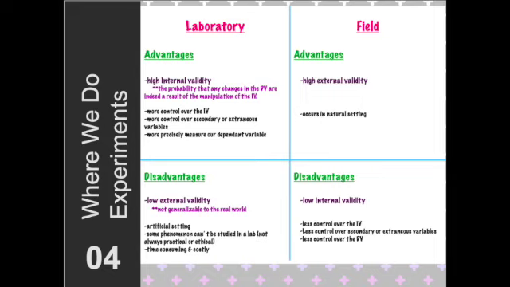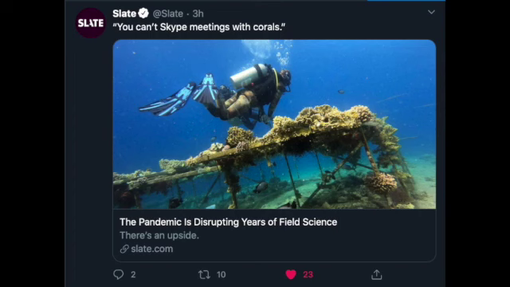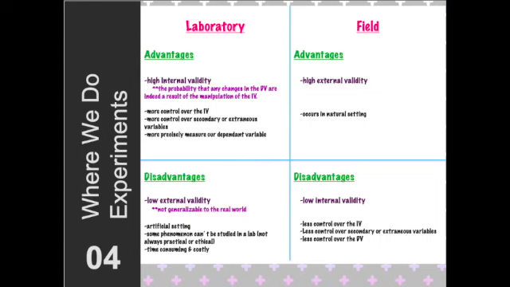And then disadvantages of the field are that it can be low in internal validity. The reason for that is you don't have a lot of control over the independent variables in field research. And if you don't have control, you can't be certain of where the variance is coming from within your study. So then you would have the low internal validity. Another thing that leads to low internal validity is having less control over any extraneous variables, and then finally having less control over the dependent variable.